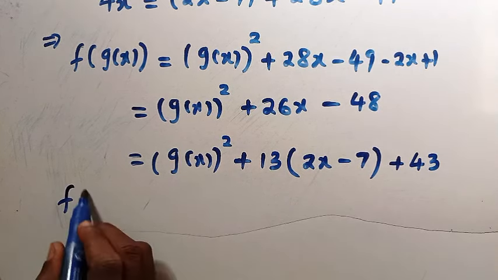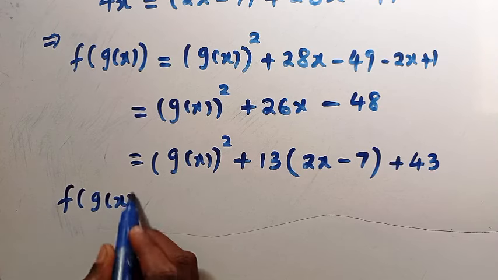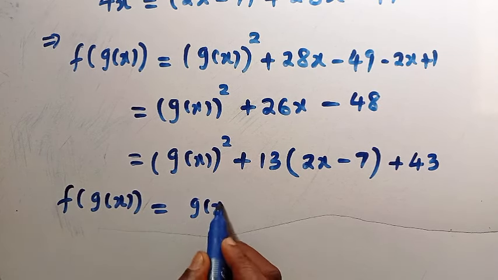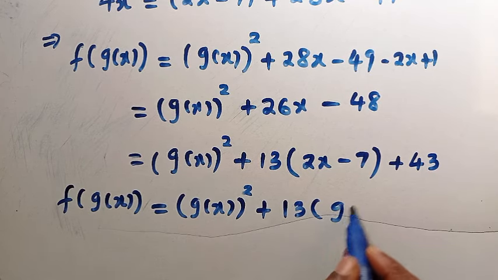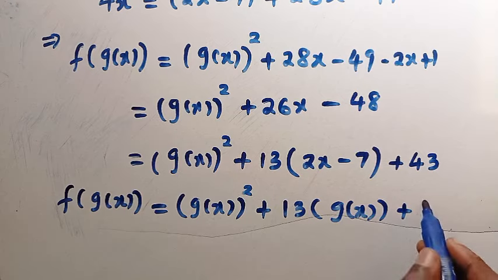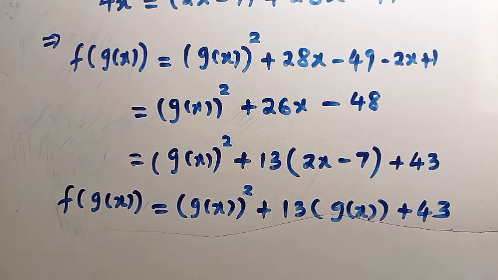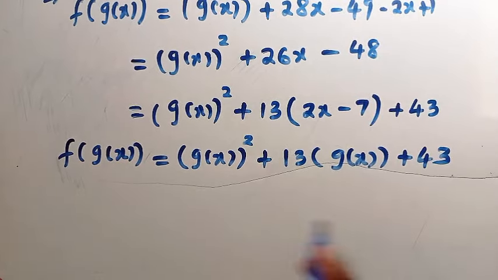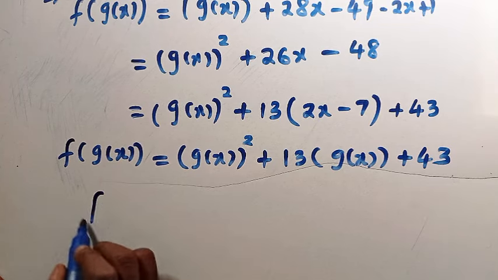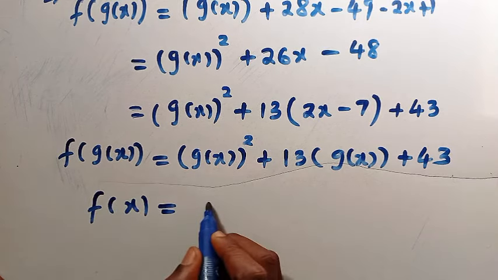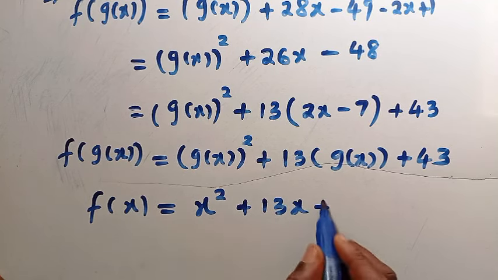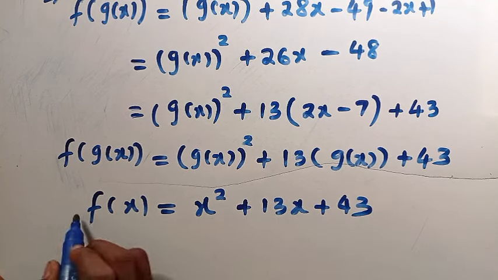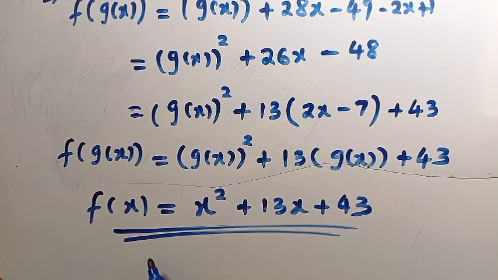So we can now recall that f of g of x is equal to g of x all raised to power 2 plus 13 times g of x, then plus 43. So when I replace g of x with x, we have f of x equals x squared plus 13x plus 43. This is the answer to this function f of x. Consider this as the first method.